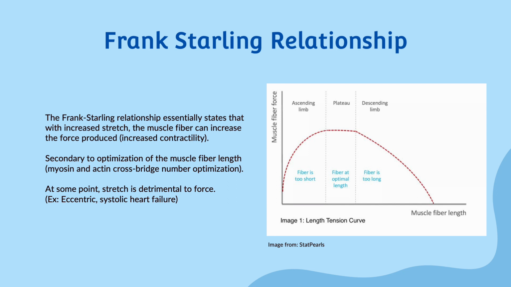In this condition, the ventricular chamber is dilated, but the muscle fibers are unable to contract forcefully. This means that the myocardium is stretched, but the muscle fibers are not able to generate the necessary force to pump blood effectively. This results in a decrease in stroke volume and cardiac output.